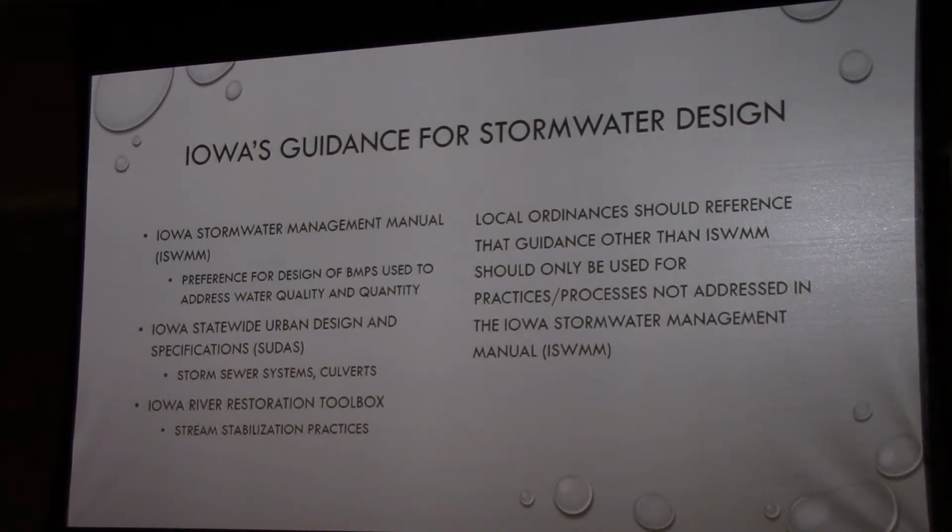If you look at Iowa's guidance for stormwater design, this question came up earlier from Mark: how do you look at that? There are a number of different guidance documents. We have the Iowa Stormwater Management Manual, and that's really the preferential document to be used for the design of BMPs that address water quality and quantity. Anything that's in there we want to use for that. From SUDAS, what we want to use would be the storm sewer systems and the culvert design process, because that is not covered at all in ISWIM. If it's not covered in the stormwater manual, that's where we look to SUDAS for guidance. And then the River Restoration Toolbox really talks about stream restoration practices as Iowa's guidance document.